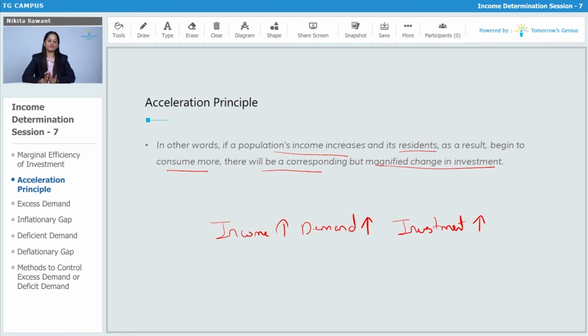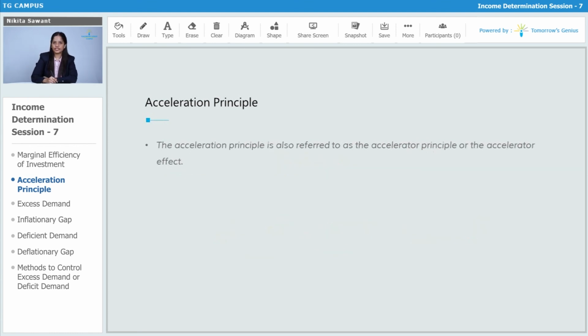So in other words, if the income of the entire economy, the income of the entire country at once, increases, what will happen? The consumption will increase, the demand will increase, which in turn will increase the investment of the entire economy. The acceleration principle is also referred to as the accelerator principle or the accelerator effect. So the other name for the acceleration principle is nothing but the accelerator principle or the accelerator effect.